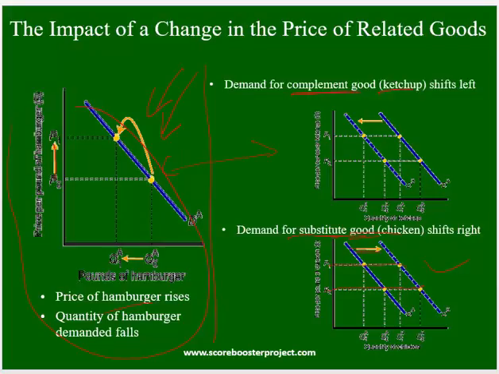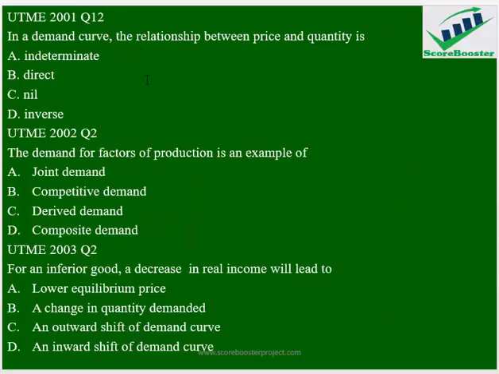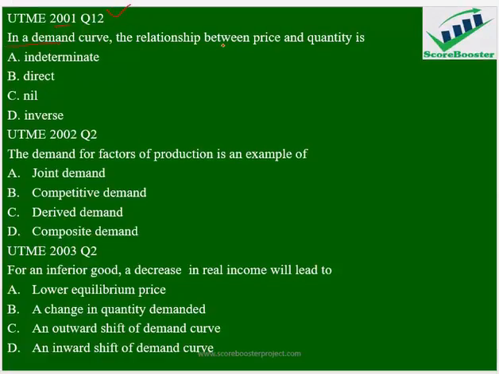Let's quickly take care of some of these past questions while we have them. You can see the examiner says in 2001, question number 12, in the demand curve, the relationship between price and quantity is inverse. We mentioned it. Then in 2002, the demand for factors of production is an example of joint demand, because before you can produce, you must demand for all. Then in 2003, I have to take a little bit of time so that I can trace.